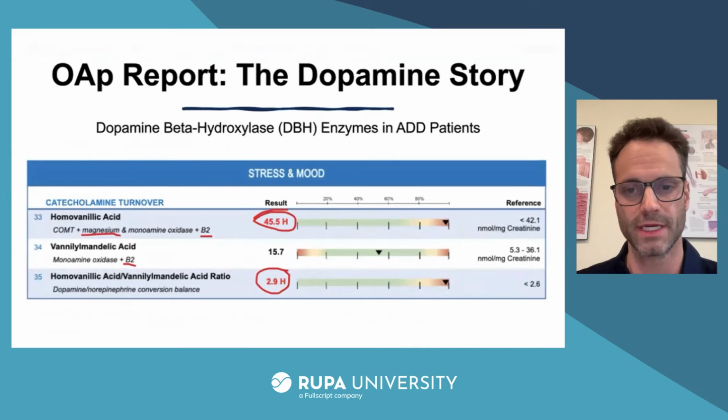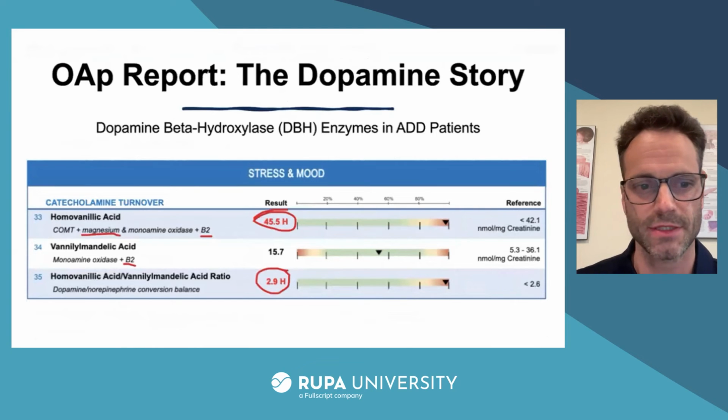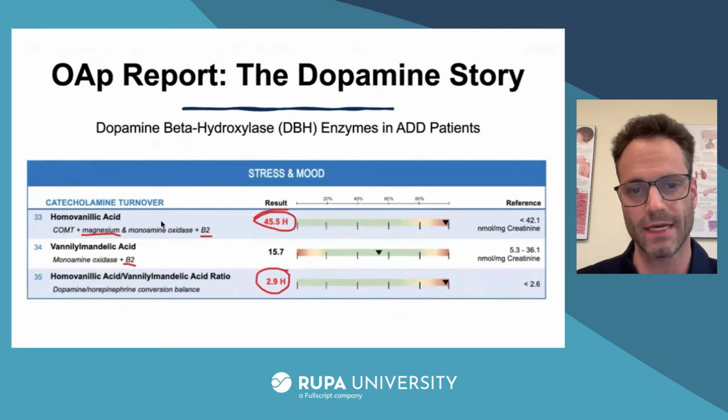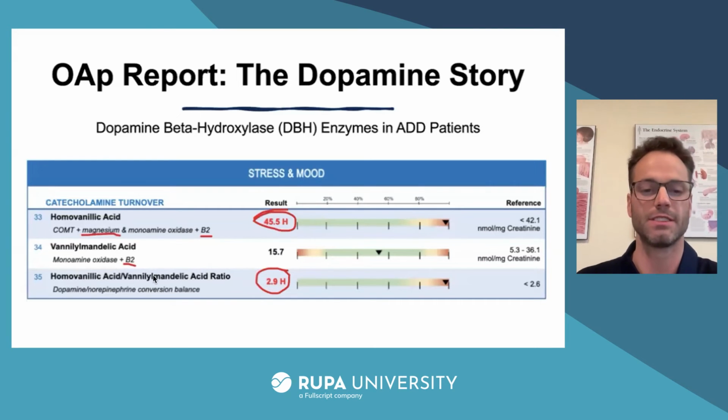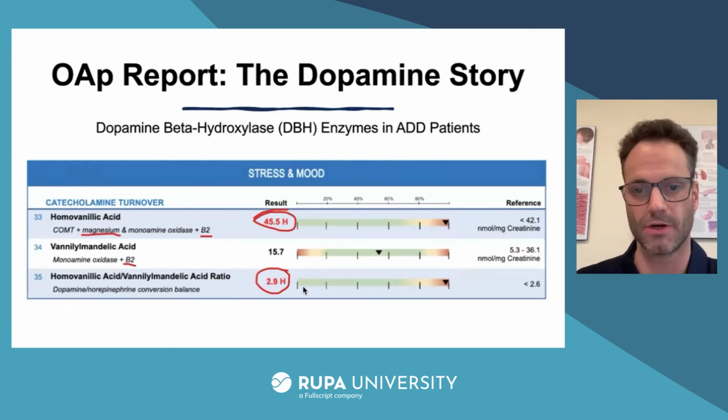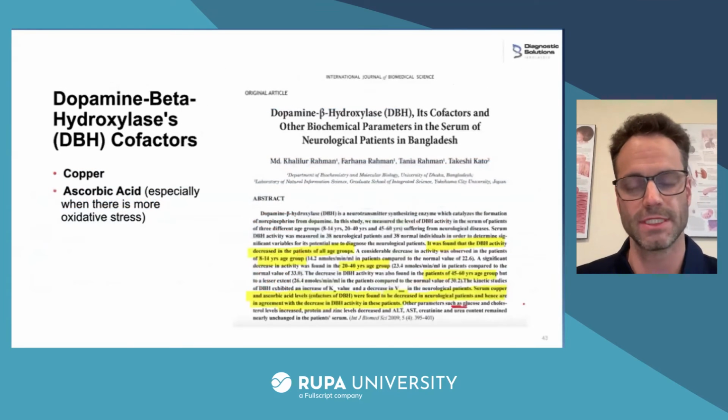And then when you get the test result, this is what it looks like. So for Drax, his dopamine beta hydroxylase enzymes were off and homovanillic acid was high. So maybe he needs more B2 and magnesium. And then his ratio is off. His ratio of HVA to VMA is high. So he needs more copper and vitamin C.